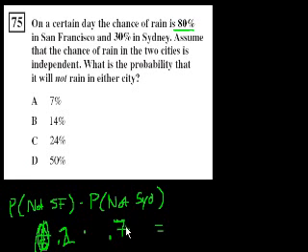And that is equal to 2 times 7 is 14. We have two numbers behind the decimal point. So there's a 14% chance that it will not rain in either city. And that is choice B. Next problem.